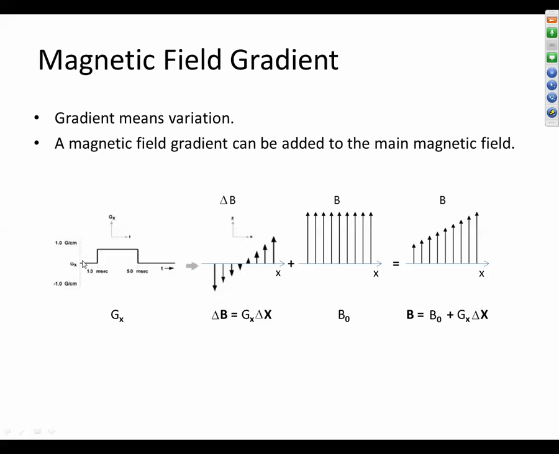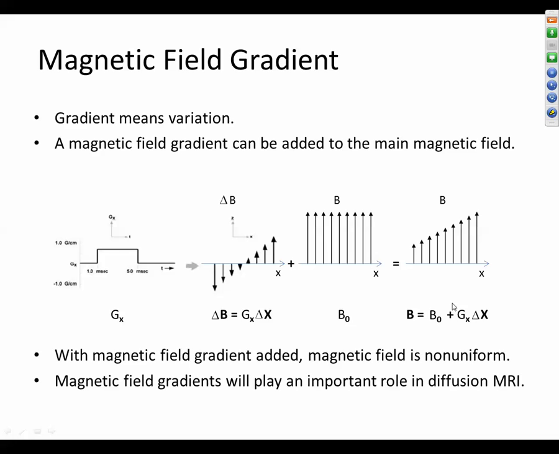Forgetting all this detail, if we see this type of thing in the diagram, that means we have a gradient. The result of this gradient is that the magnetic field looks like a linear function. It's no longer uniform. And the magnetic field gradient, we'll see very soon, plays a very important role in diffusion MRI.